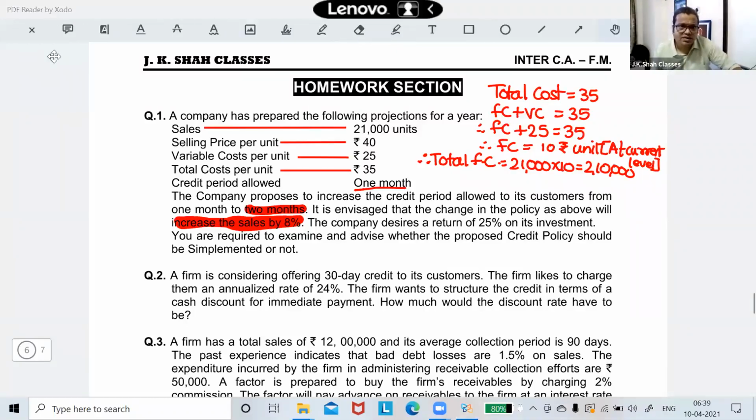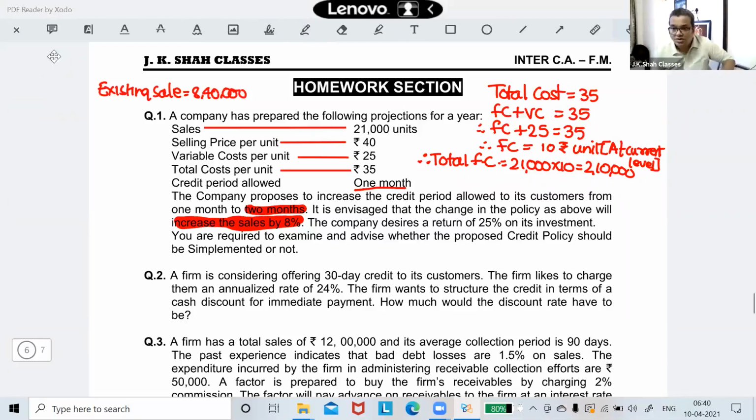Current sale, 8 lakh 40,000 into 8% plus. How much is the new sale? Come on, tell me. Very good. 9 lakh 7,200. Yes, correct. Even I calculated it. Right, you are smart boys and girls. So the new sale is going to be 9 lakh 7,200.